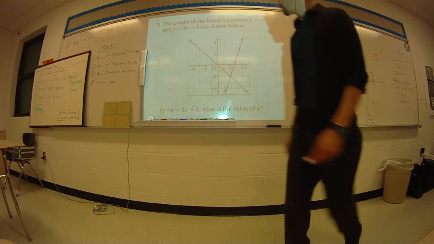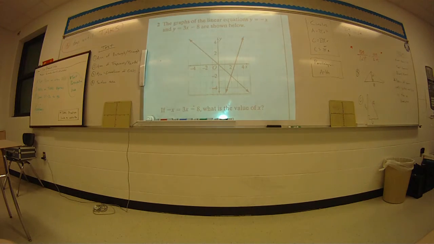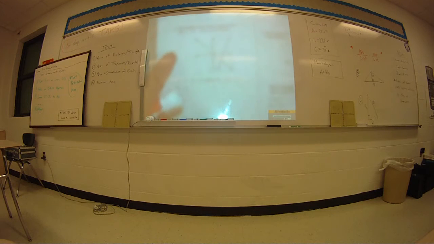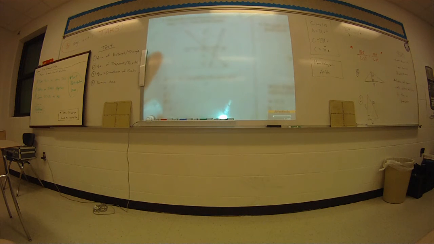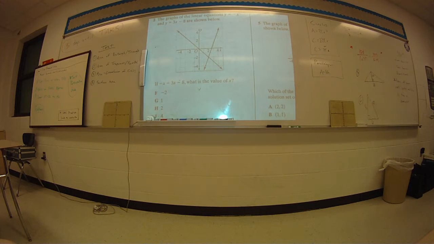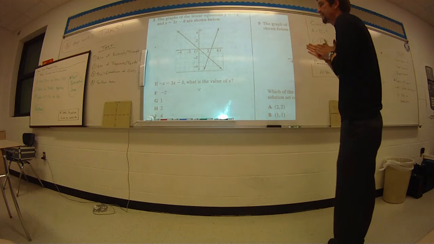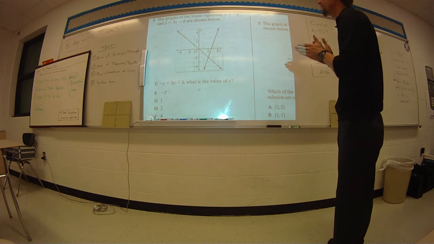All right, so now let me zoom out a little bit here. Use this right here. All right, so we have the graphs of the linear equations y equals negative x and y equals 3x minus 8 shown below. If negative x equals 3x minus 8, what is the value of x?